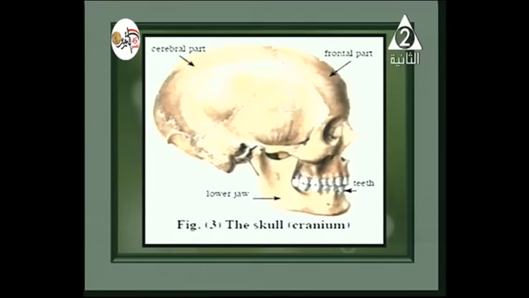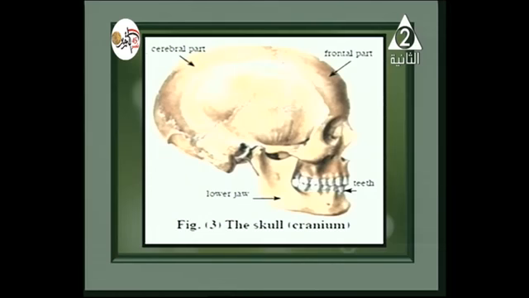So the skull is a bony box to protect the brain. It's the main function, protection of the brain. And we're going to study the structure of the skull. It consists of two main parts. One of them is called the posterior part or cranium, and the other part is the anterior part or facial part. The cranium consists of 8 serrated bones.